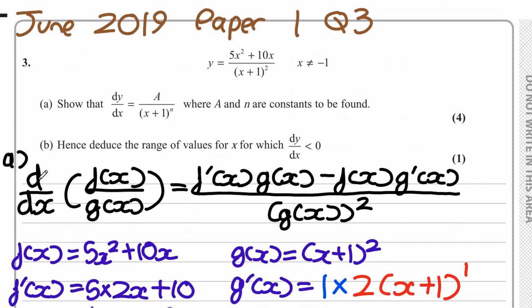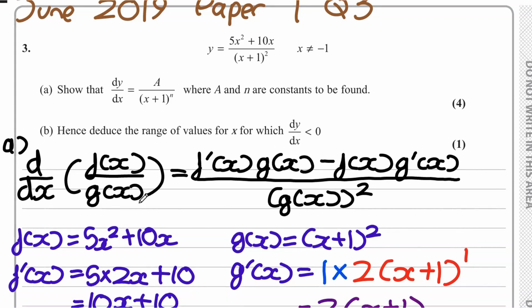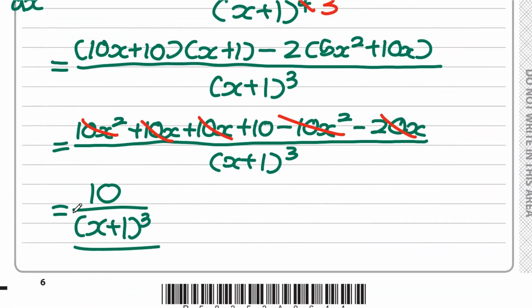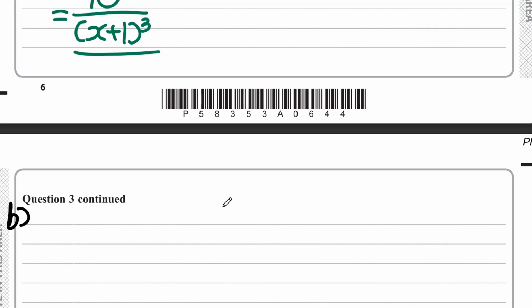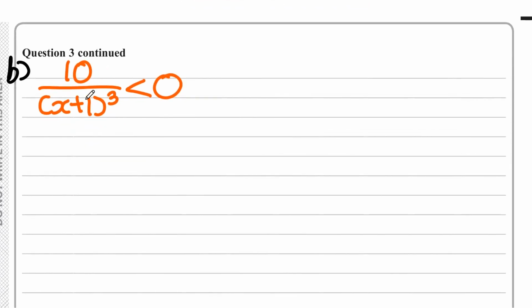Okay, and then for part B, for 1 mark, we need to deduce the range of values of x for which dy over dx is less than 0. And as we found in part A that dy over dx is equal to this here, what we can say is that 10 over x plus 1 to the power of 3 is less than 0, and we need to find the values of x for which this is true here. Now be careful with this inequality. Don't try and treat this like an equation where you're going to try and multiply both sides by the denominator x plus 1 to the power of 3.